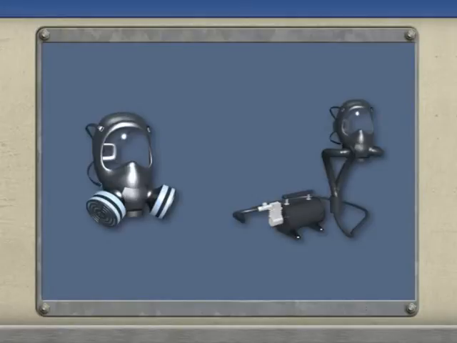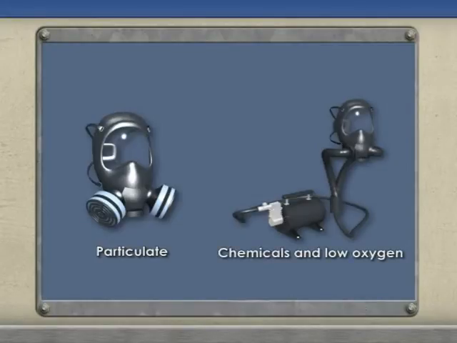For example, some respirators protect the user from particles floating in the air. Others offer protection from airborne chemicals in environments with little or no oxygen, and still others offer protection in both environments. It's important to understand the purpose for which a respirator is designed and to know the limits of the respirator before using it on the job.